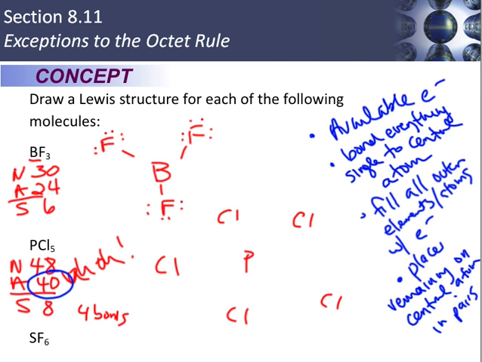So here we have 40. So just watch what I do. 2, 4, 6, 8, 10. Now I start filling up all those CLs on the outside. 12, 14, 16, 18, 20, 22, 24, 26, 28, 30, 32, 34, 36, 38, 40. That's it. Everything's full, right? So I'm done with that one.